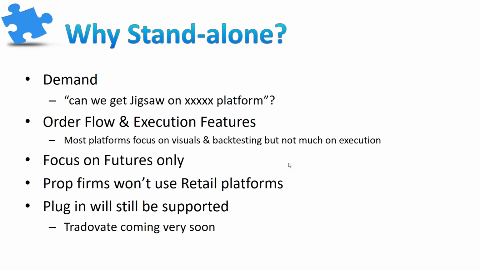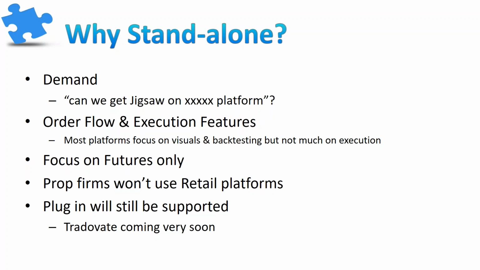So we get requests all the time to support Sierra Chart or TradeStation or Agena Trader, all the up and coming platforms. There are so many different platforms out there, and people want the functionality that Jigsaw gives them, but they want it on their platform. So we have to make a decision. We can either support dozens of platforms, which is very painful, or we can let people run Jigsaw standalone, and then they can just use whatever charting platform they want.